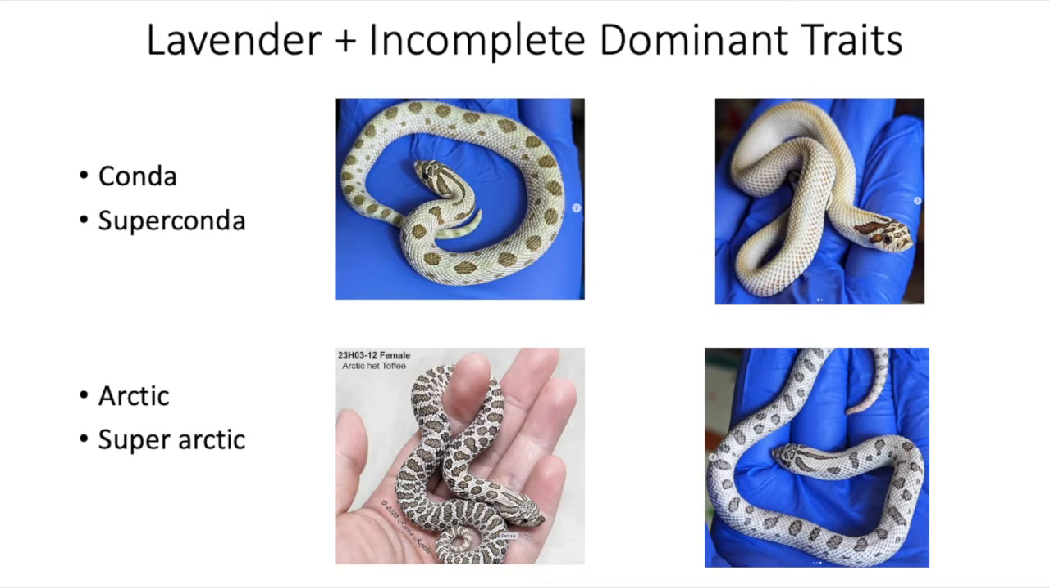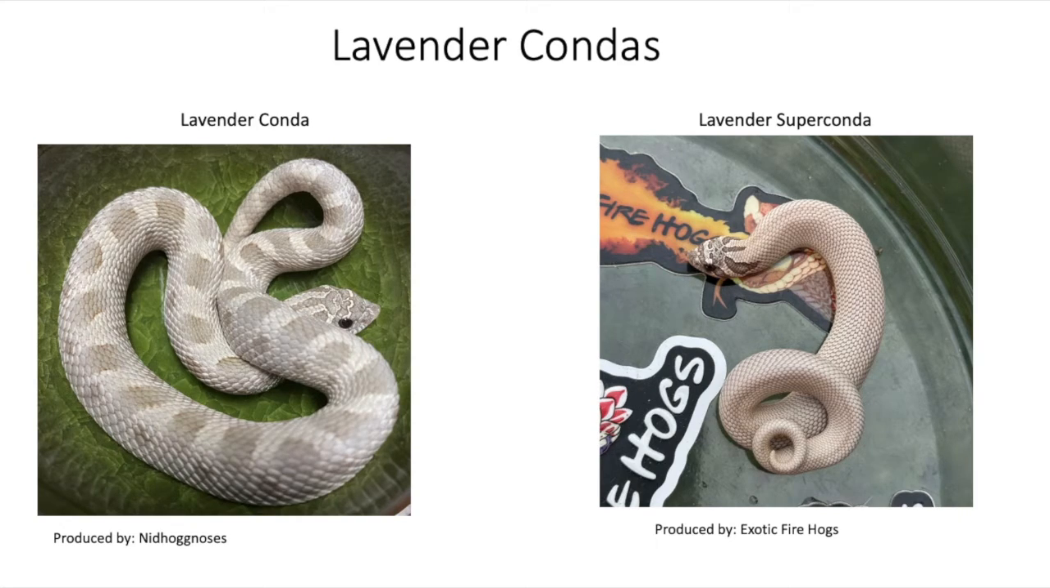Before we get into the recessive combinations, I want to go over the two incomplete dominant genes, the Conda and the Arctic. On the top, we have the regular Conda, and to the right of that, the Super Conda, and on the bottom, we have Arctic and Super Arctic. So let's see what these incomplete dominant genes look like in the lavender. First we have the lavender conda and lavender super conda. The conda gene basically reduces the pattern, and when you have two copies of it and you get the super form, it completely removes the pattern.